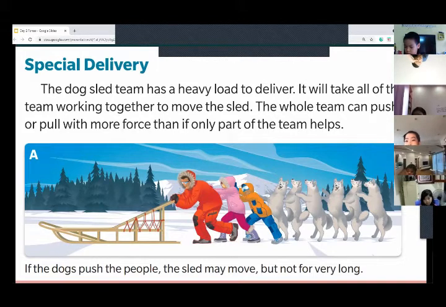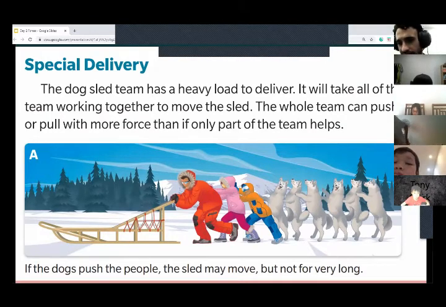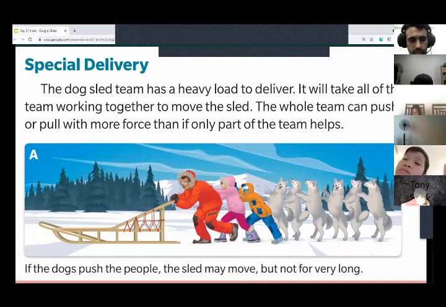Thank you. And then, who can read the caption under the picture? The sentence under the picture. Let's have Tony. Can you read it for us? If the dogs push the people, the sled may move, but not very long.